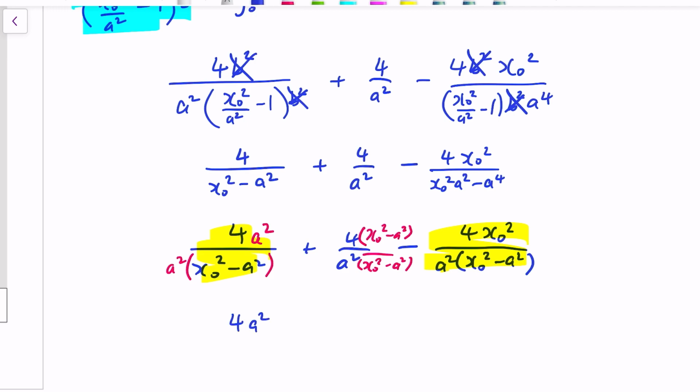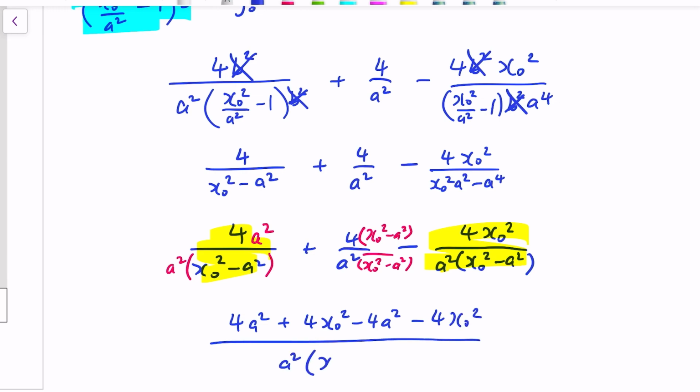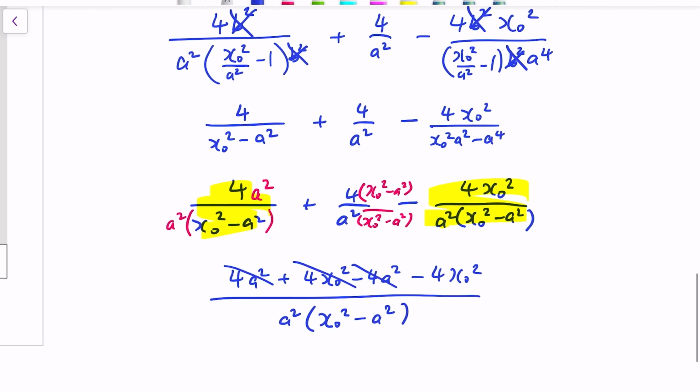4a squared plus 4x naught squared minus 4a squared minus 4x naught squared all over a squared times x naught squared minus a squared. It's a lot of squaring. Cancel, cancel, cancel, cancel, equals 0. So the discriminant equals 0. x equals x naught is the only solution. The tangent only meets the hyperbola once. I actually preferred the sum of the roots method, if I'm honest.